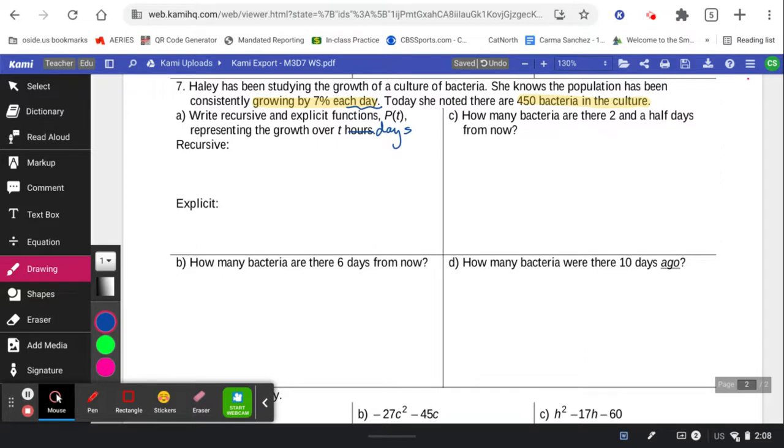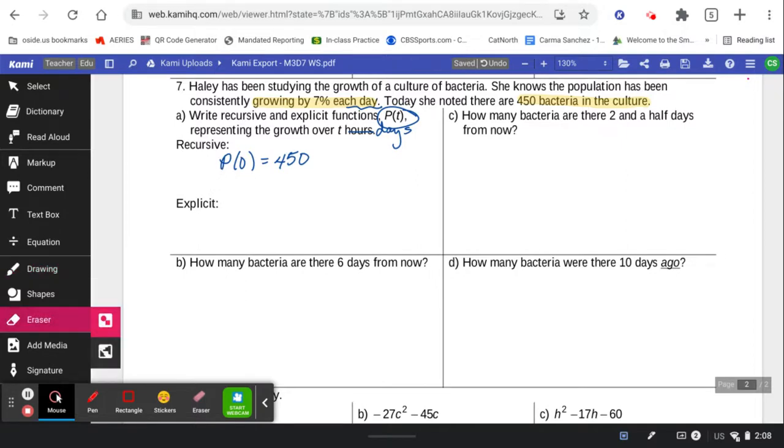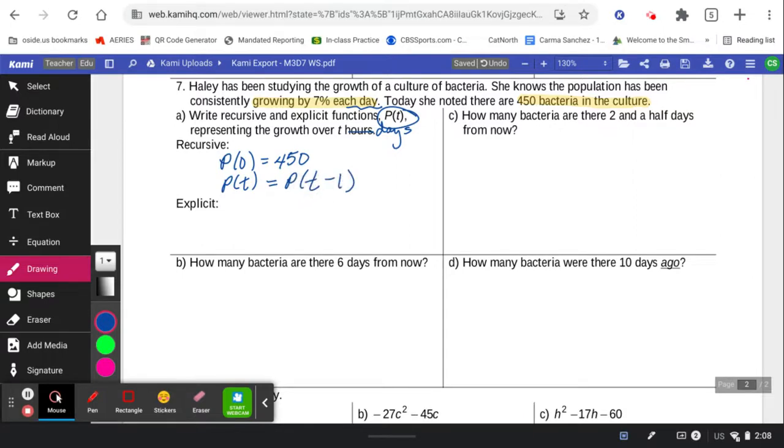Okay, writing a recursive, sorry, this is not an F. They're telling us to use P of T as our function name. So we're going to say P of 0, we're starting with 450 bacteria. And then P of T is equal to P of T minus 1. Now, what the heck do I use as my multiplier if it's growing by 7% each day?